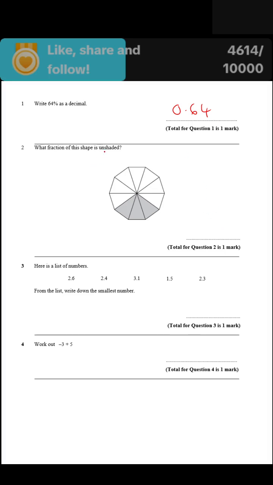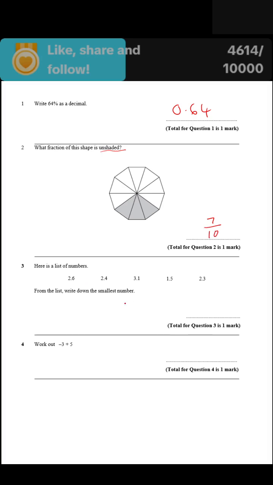And if you read the question, unshaded, so the bit that is not shaded in. One or two people may have done the shaded side. There we go, got our first couple of right answers there, well done. So there are 7 parts that are not shaded, and there are 10 parts in total, so it's 7 out of 10.